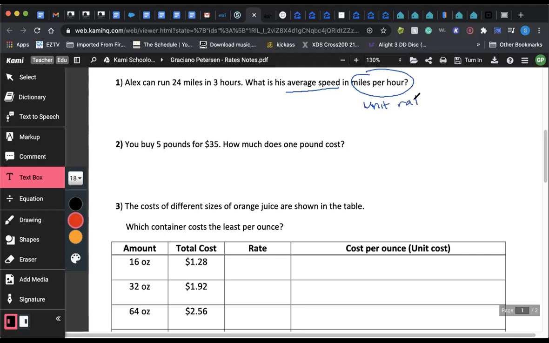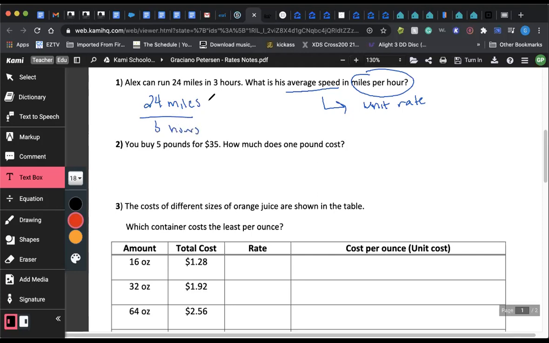It also tells me that when I find this unit rate, I'm going to be given his average speed. So average speed is a unit rate. That might be something that we're just learning for the first time today. But when we're finding an average, we are finding a unit rate. So 24 miles in 3 hours. I'm going to set it up as a fraction, 24 miles in 3 hours.